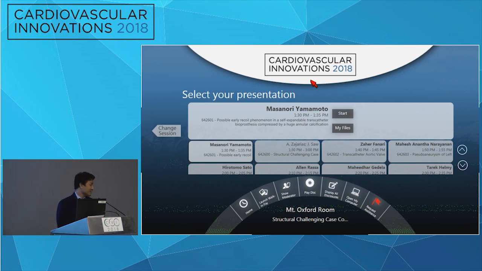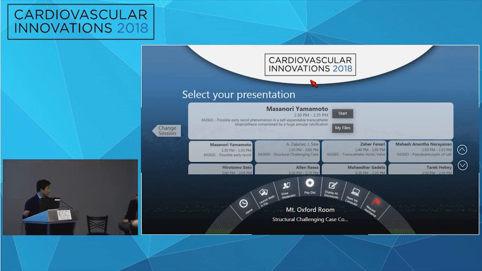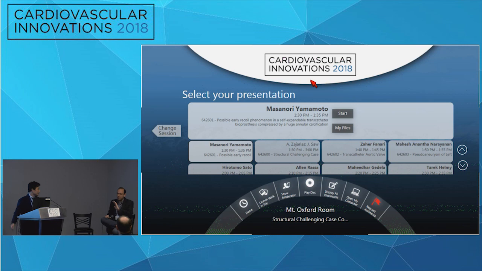It's a great case. Question, how many times did you recapture that valve? No, only one. Only one? Yeah. Because sometimes what you see is a fold of the valve, and the valve just doesn't open completely. And you're right, you see it in the LAO view, it looks like a beautiful valve. And you look at it in the RAO view, it looks like it is a funnel.